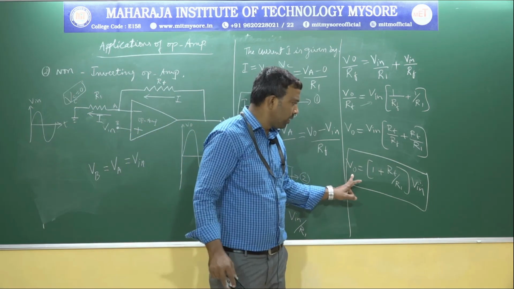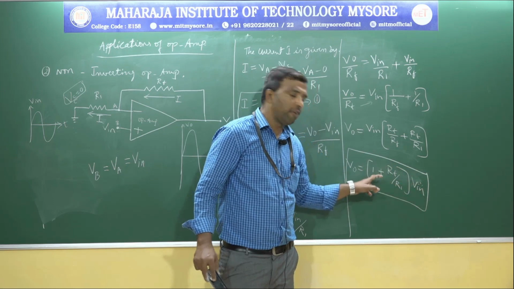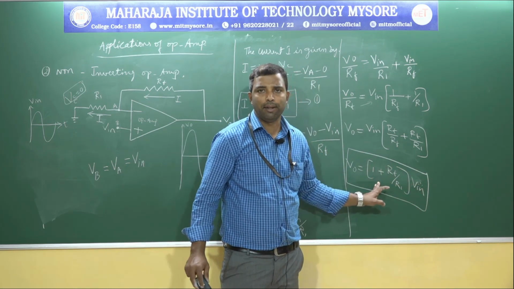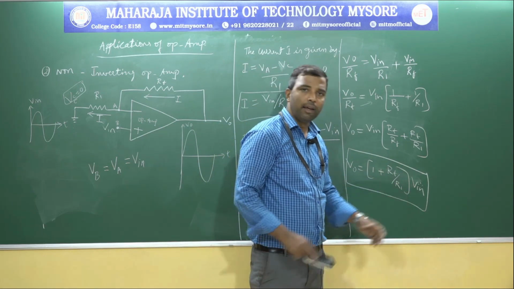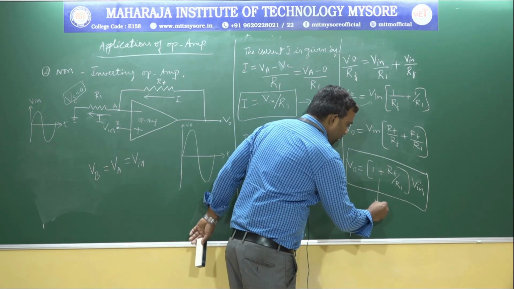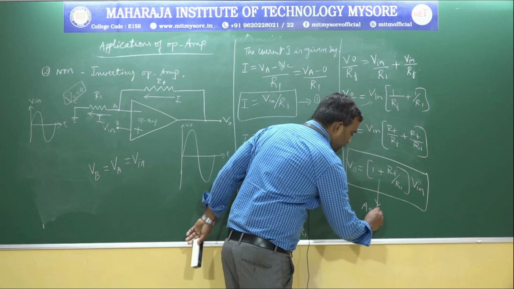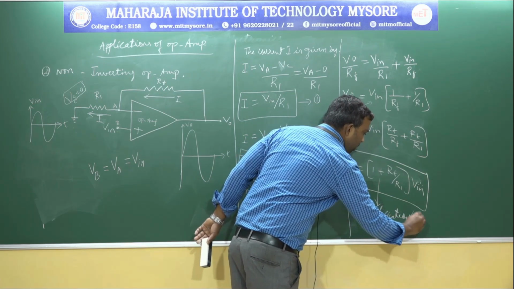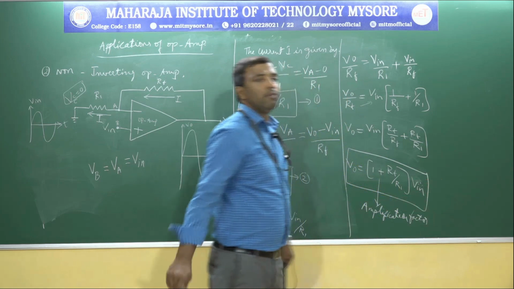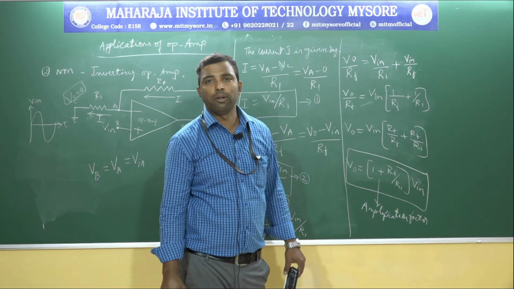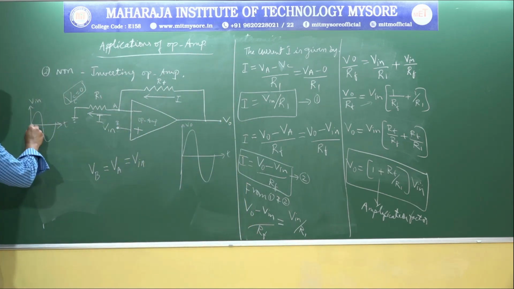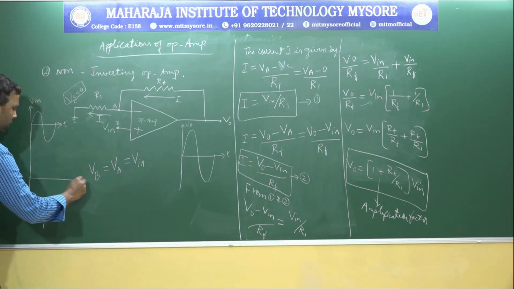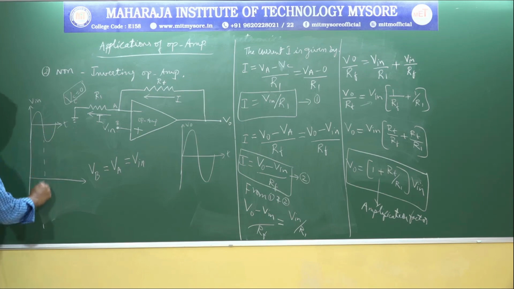The output voltage and the input voltage are in the same phase, positive only, the same phase. And 1 plus RF by R1, this term is nothing but the amplification factor of the non-inverting amplifier. That is, input and output are in the same phase with some amplification factor.